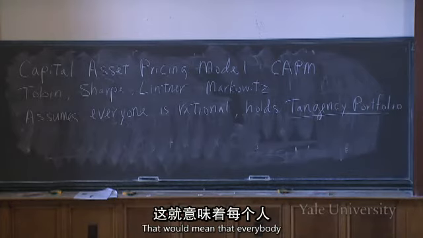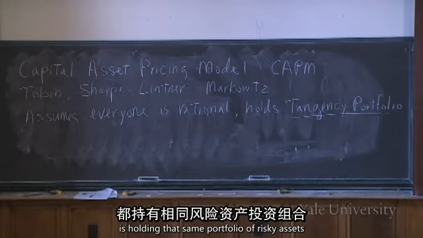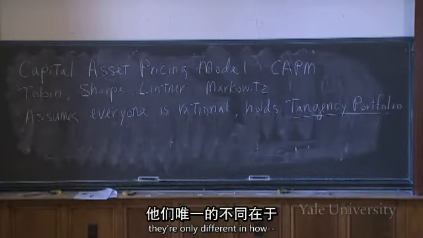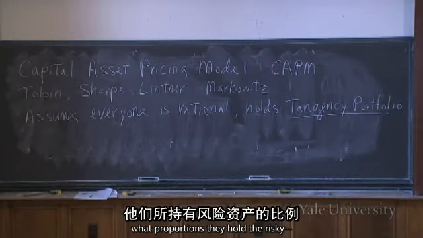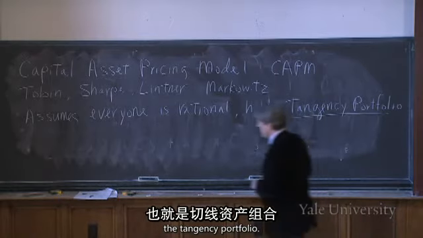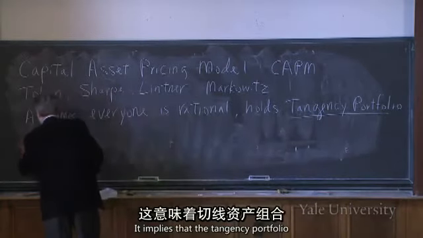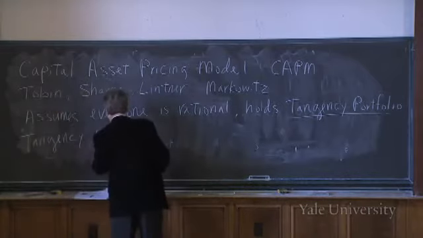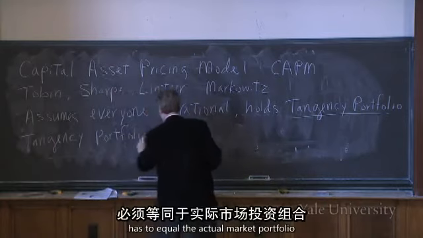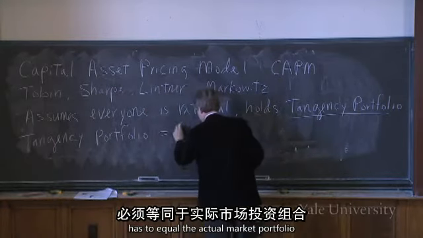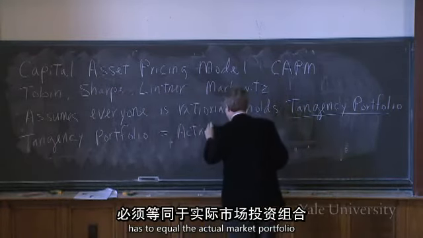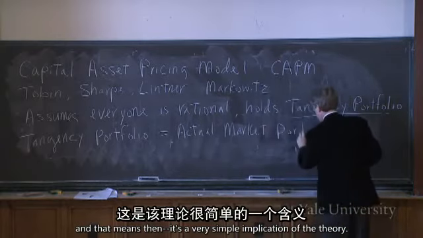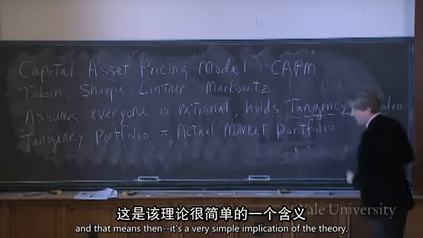That would mean that everybody is holding that same portfolio of risky assets. And nobody is different. They only differ in what proportions they hold the tangency portfolio. And so it implies that the tangency portfolio has to equal the actual market portfolio. And that means then, it's a very simple implication of the theory.